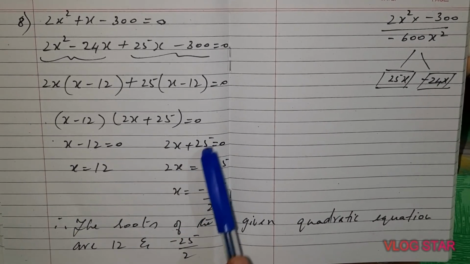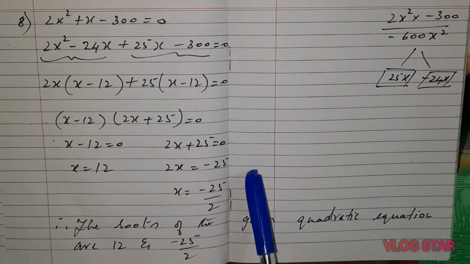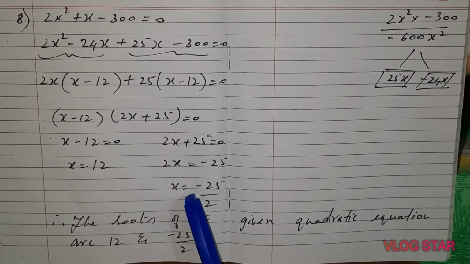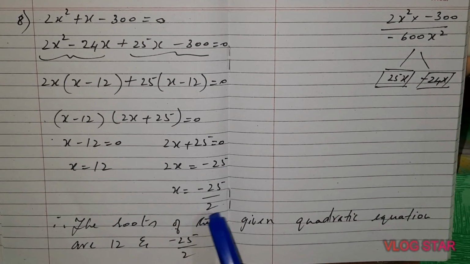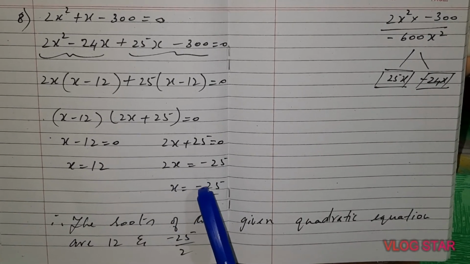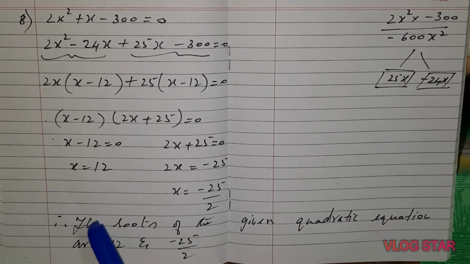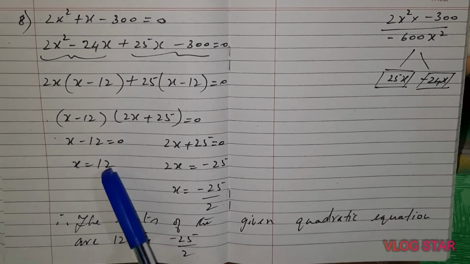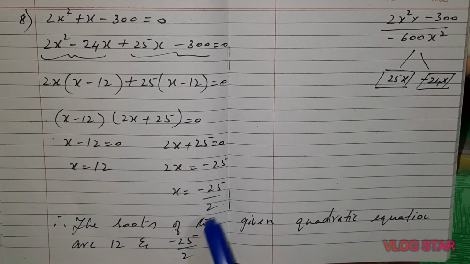2x remains as it is, equal to, my 25 will go to the right side, it will become −25. So x is equal to −25, this 2 comes down. So x is equal to −25 by 2. Therefore, the roots of the given quadratic equation are 12 and −25 by 2.